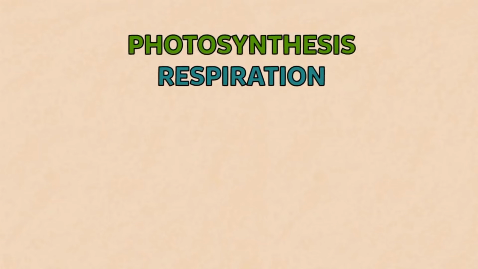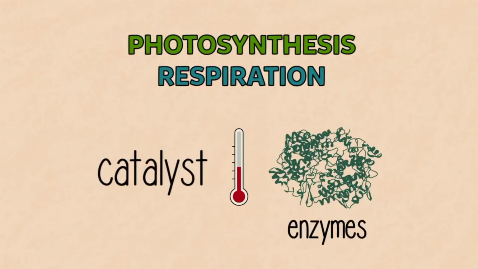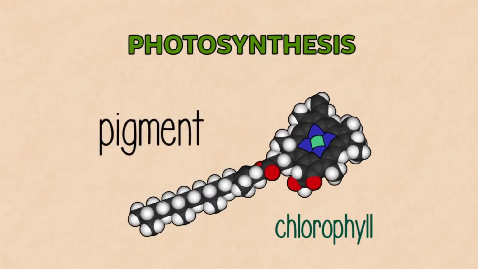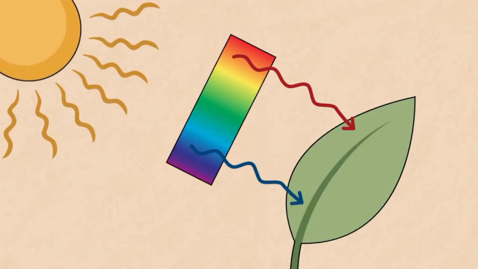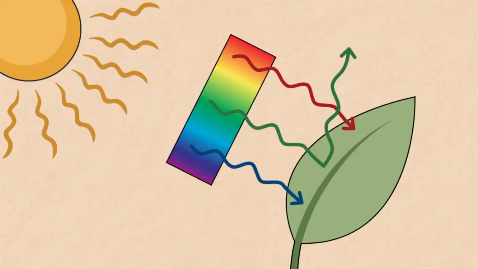Let's look at these two processes more closely. They both need catalysts to enable them to work at normal temperatures. These catalysts are called enzymes. Photosynthesis also needs a pigment called chlorophyll. The active site is a magnesium atom, coloured green in this model, which absorbs blue and red light from the sun's spectrum to drive the photosynthesis reactions, leaving the green light to be reflected, making the leaves look, well, green.